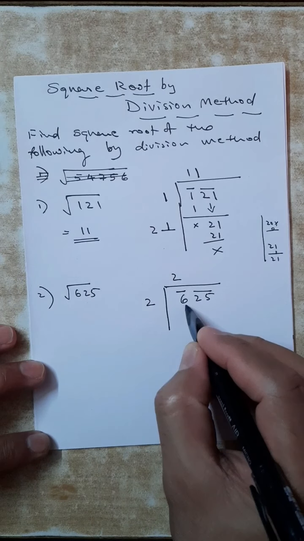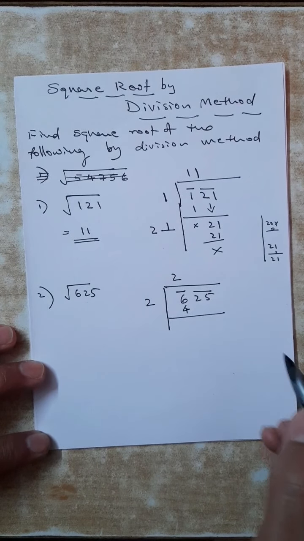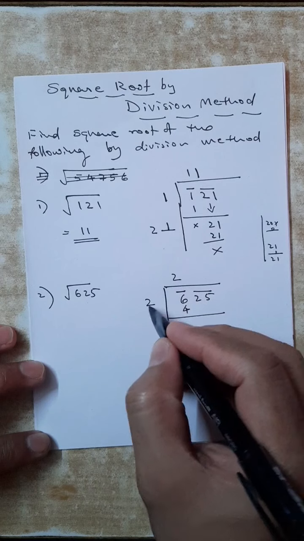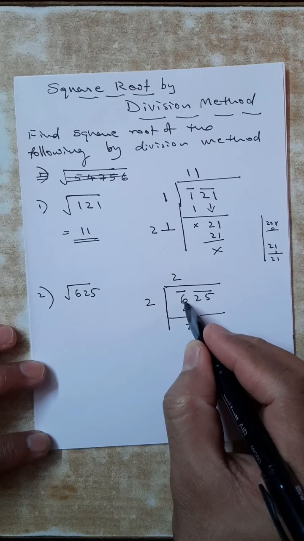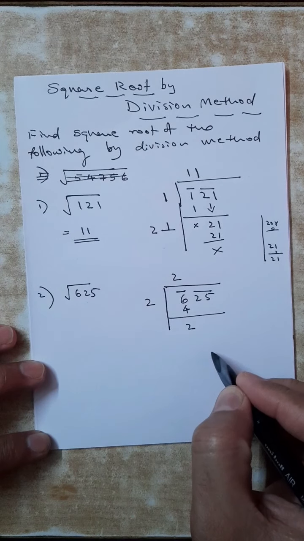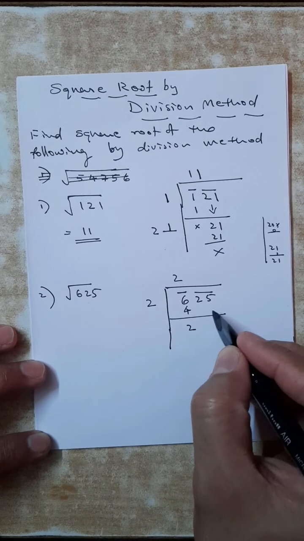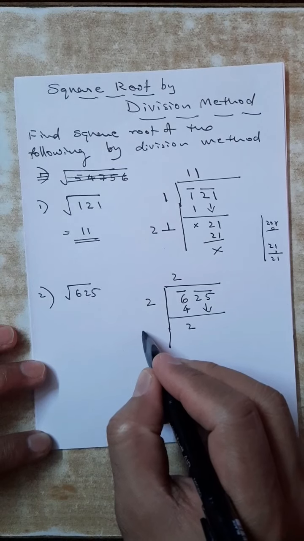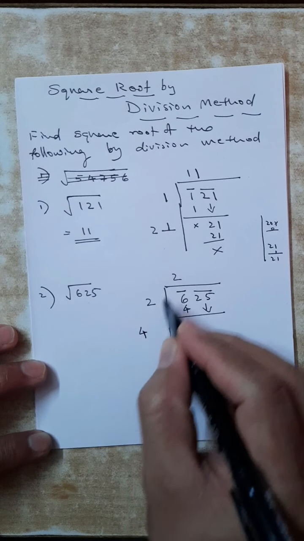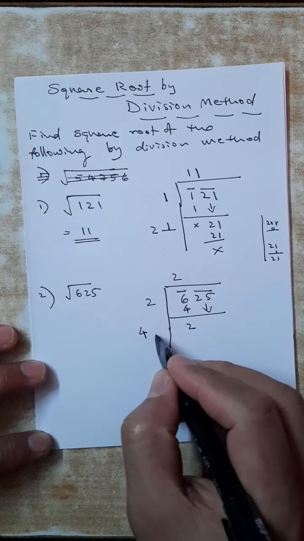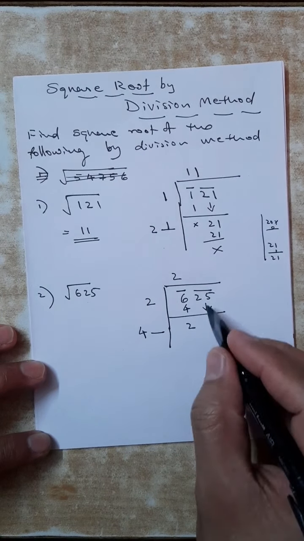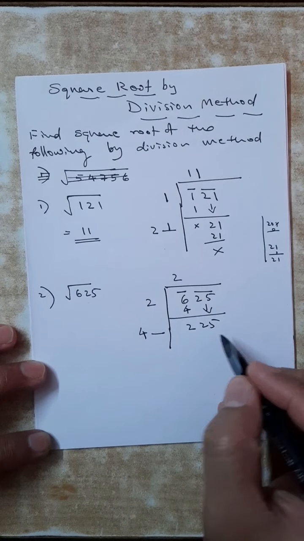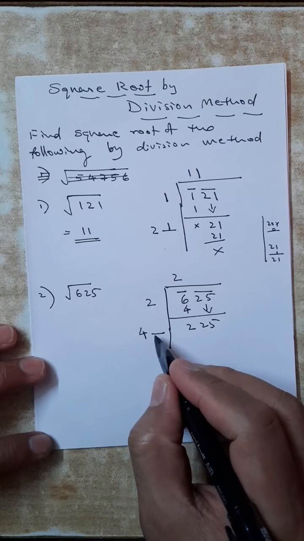2 2s are 4. This is a procedure. If 2 is going, we will write it as answer. 2 2s are 4. Balance is 2: 6 minus 4, 2. Now I have to continue. I have to bring the next group. So before this, I have to take the double. Double of 2 is 4, and put a dash. Bring the group 25. Now to 25 I have to fill something here.